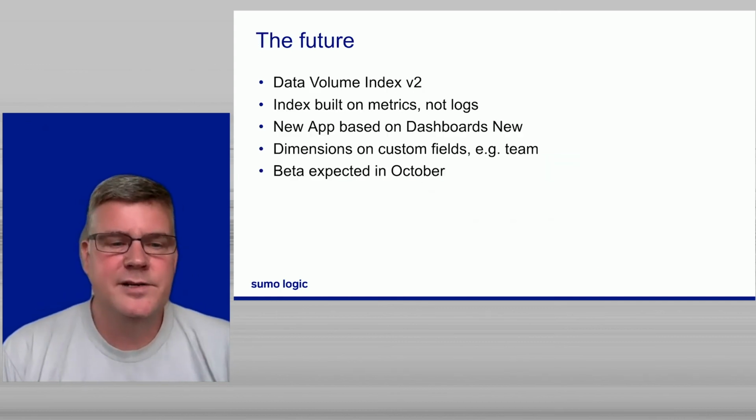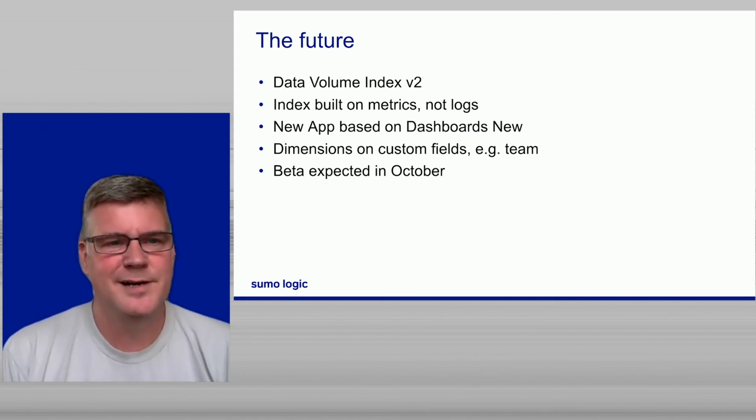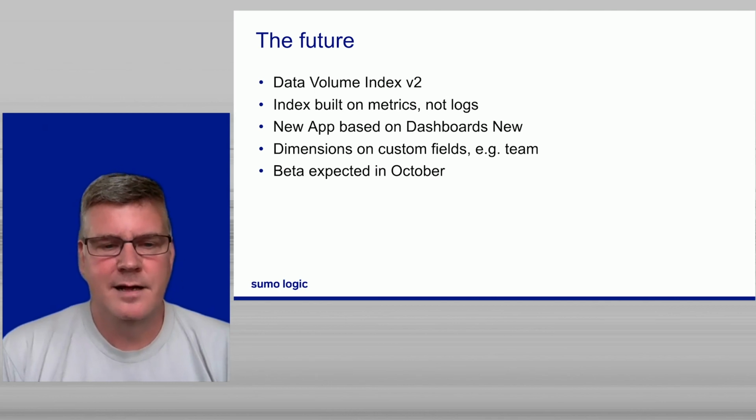Okay, so what I just showed you was based on the current state of the product. I want to just touch a little bit on the future. Remember that this is a pre-recorded session. What I'm talking about here is a beta that should be available in October. So we're going to have a data volume index V2. V2 is going to be a metrics-based, not a log-based measurement. So you're going to run metrics queries to do your team attributions.